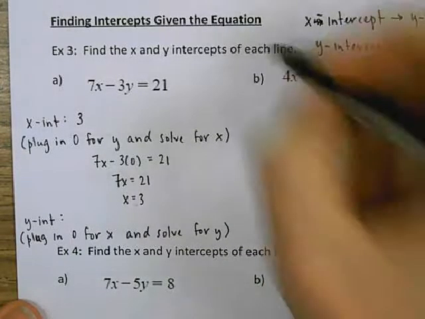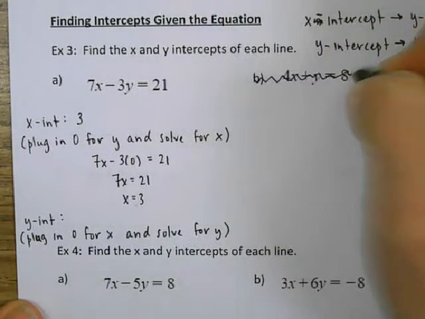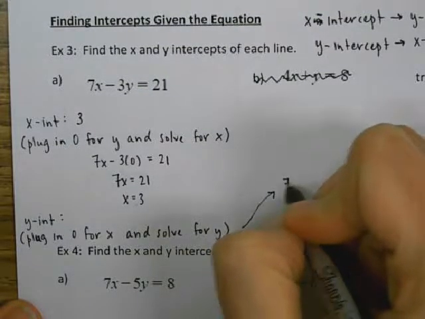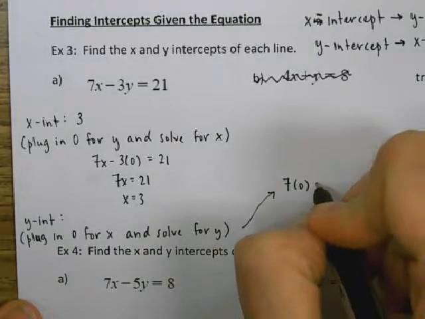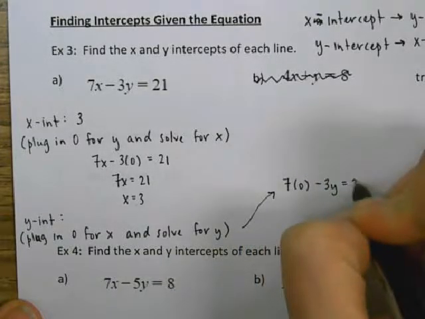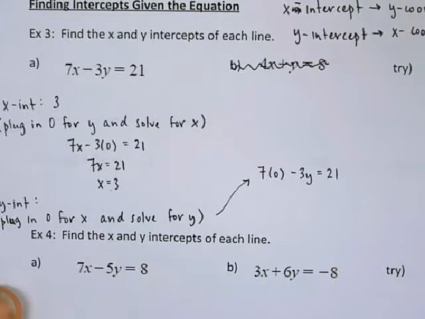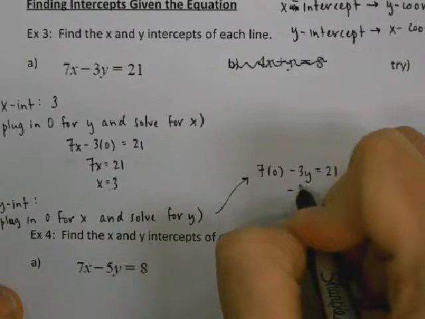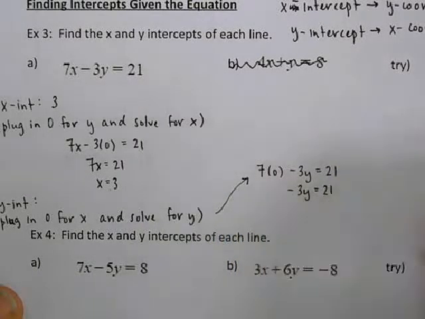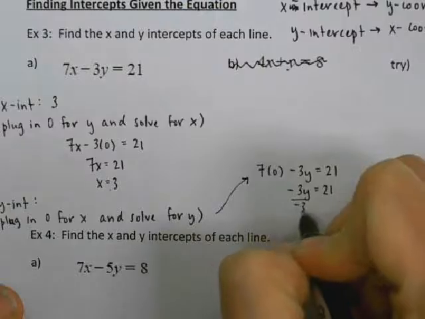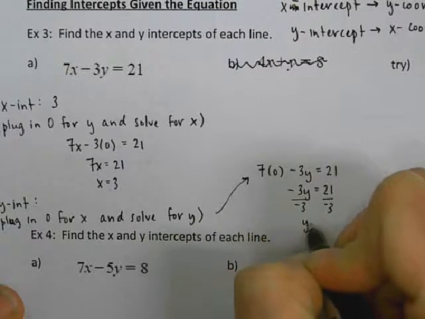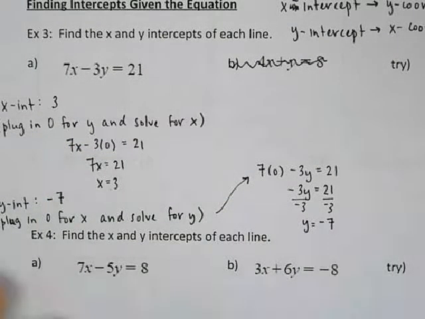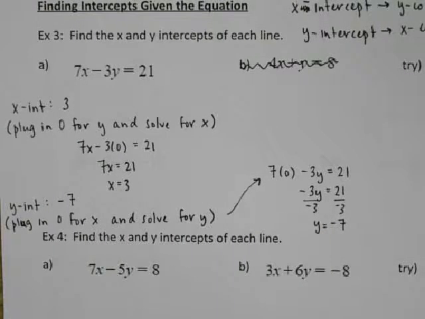I'm going to do that work over here, so we'll ignore this just to get us some space. Now I have 7 times 0 minus 3y equals 21. 7 times 0 is just going to give me 0. So I have negative 3y equals 21. To get y by itself, I'm going to divide by negative 3, and I get y equals negative 7. So my y-intercept is negative 7.